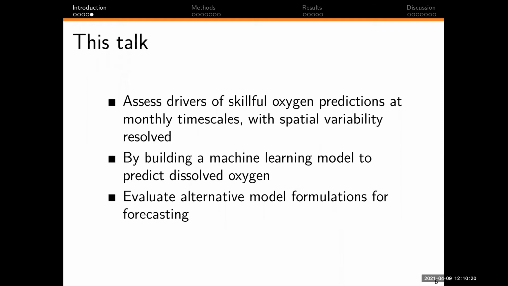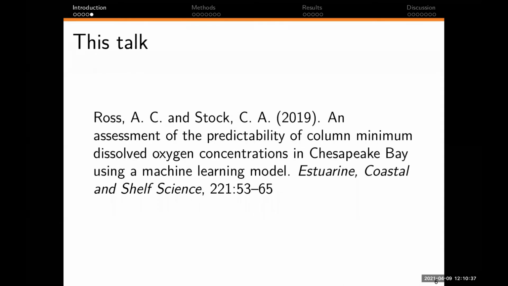So in this talk, I'll assess the drivers of seafloor oxygen predictions in the Bay at monthly timescales with the spatial variability resolved. I do this by building a machine learning model that predicts dissolved oxygen, and then looking at some of the features of this model, and then evaluating some alternative formulations that may or may not be useful for forecasting. This is based on a paper that I published in 2019 in Estuarine, Coastal, and Shelf Science.